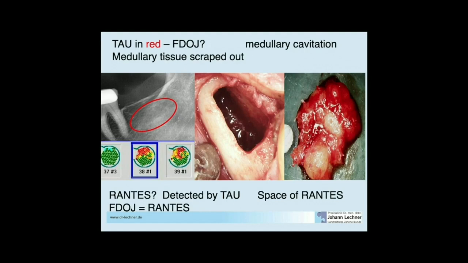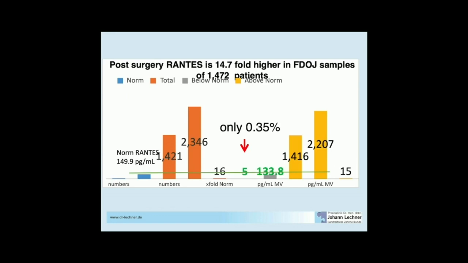Now, most interesting is, how is the post-surgery RANTES finding? That means, how high are the RANTES levels in these 1,472 jawbone samples we took out? The normal range of RANTES in healthy jawbone is about 149 picograms per milliliter. And interestingly, only 5 of these 1,472 fatty lumps we took out by the surgery were below the threshold of 149. 5 of these 1,472 is only 0.35% below the healthy threshold.